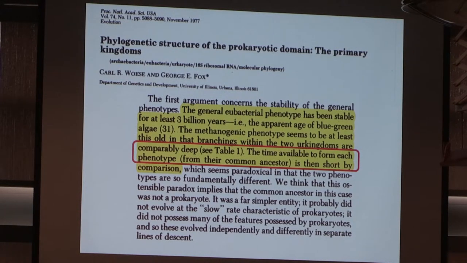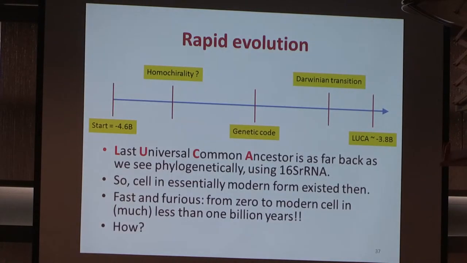It had to be the complexity of the modern cell, because if it wasn't something like translation fully developed, we wouldn't be able to do molecular phylogeny in the first place. So the question is then a question of rapid evolution. Here's the start of life. Here's the evolution of the genetic code. Here's the last universal common ancestor. All of this important stuff had to have been developed very, very rapidly. And the question is, how did life evolve from zero to the modern cell in much less than a billion years? Fast and furious evolution.